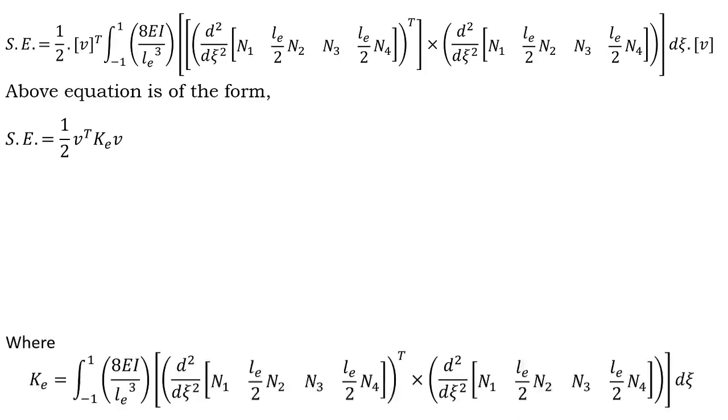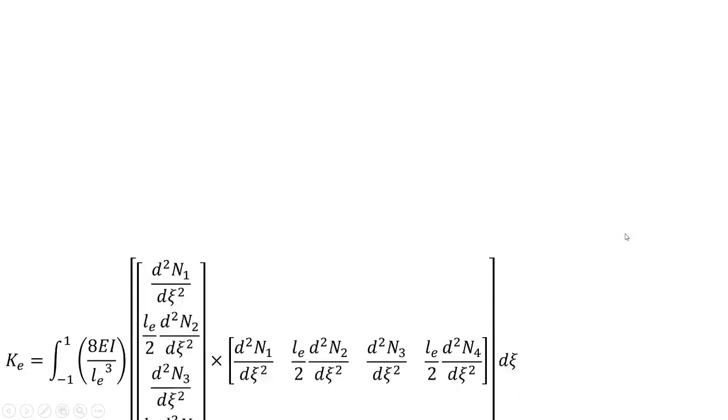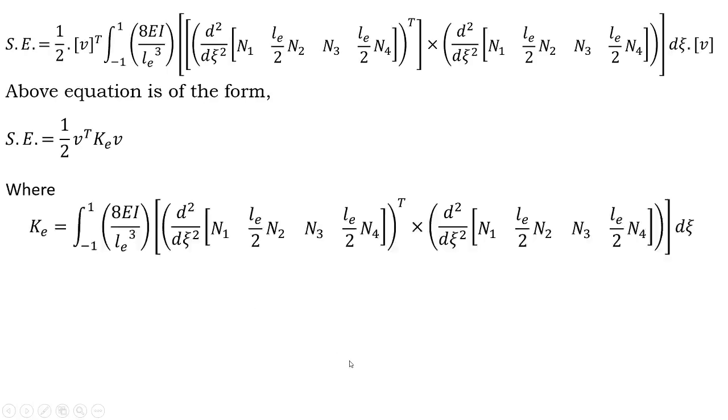Now in the next step I'll apply the transpose to this first term, and this I'll keep as it is. In the next, 8ai divided by L cube as it is. Now the first term is applied with the transpose. Transpose is nothing but converting row into column.